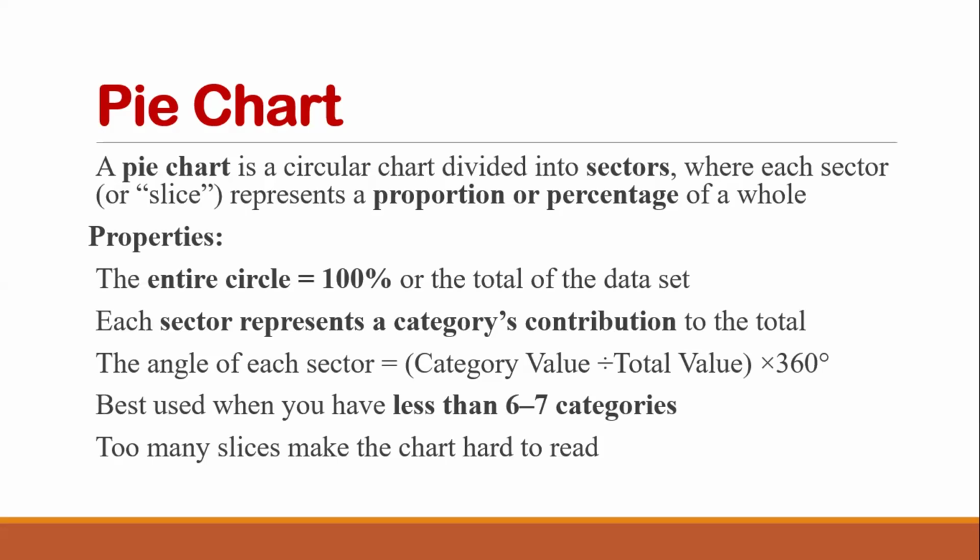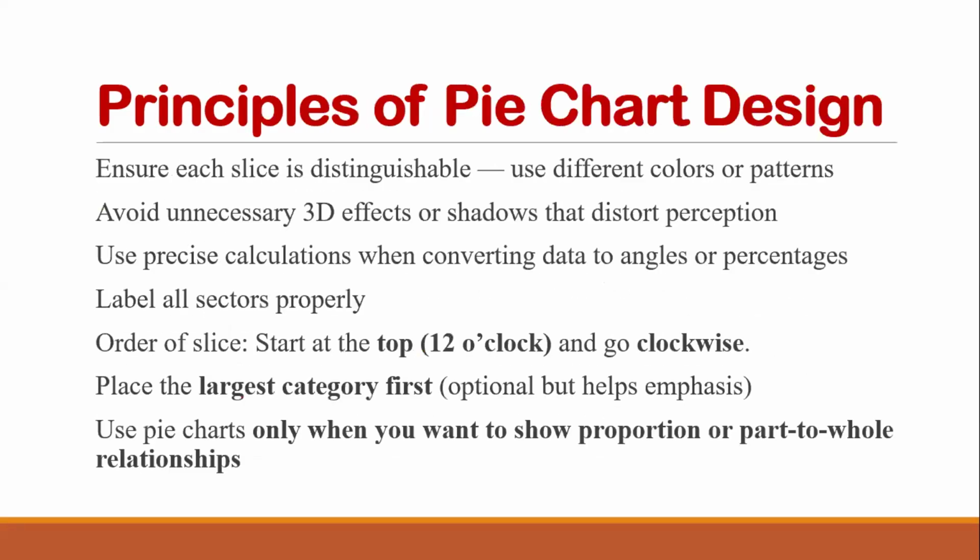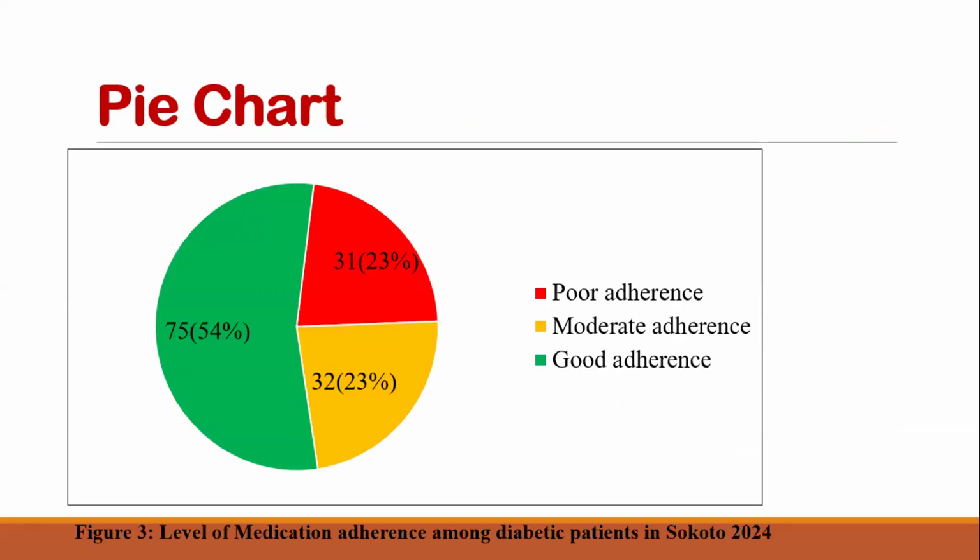So if you want to use pie chart, you should not use pie chart when you have 6 to 7 categories. Your pie chart should be used when the categories are less than 6. That is when you have either 2 categories, 3 categories, 4 categories, 5 categories. But you can use bar charts for more than 6 categories, from 6 to above. But bar chart can also be used if categories are less than 6 also. So these are the principles of pie chart design.